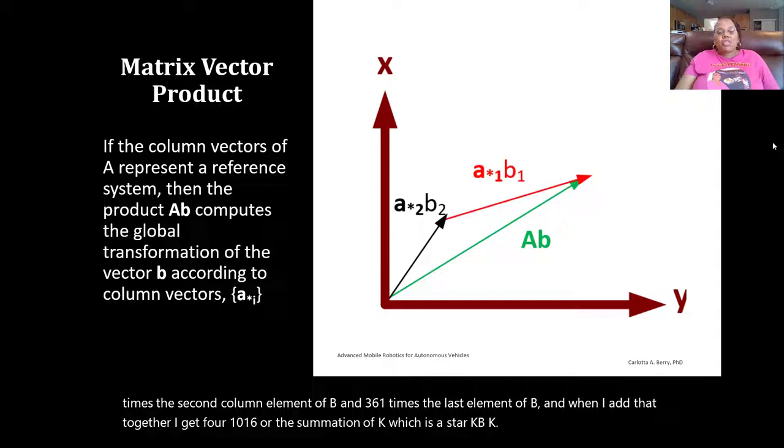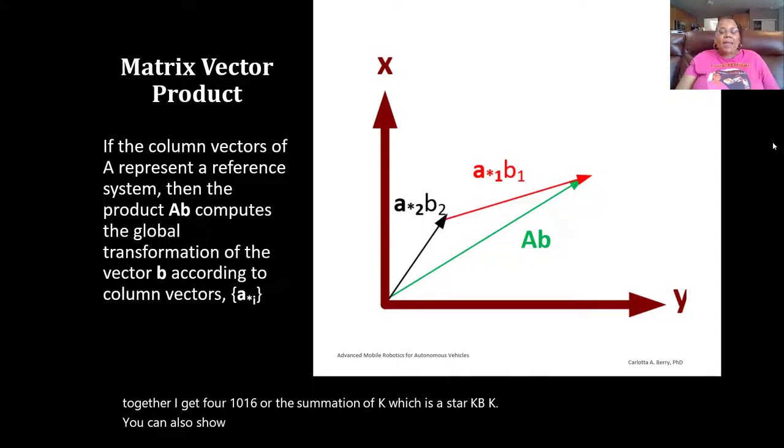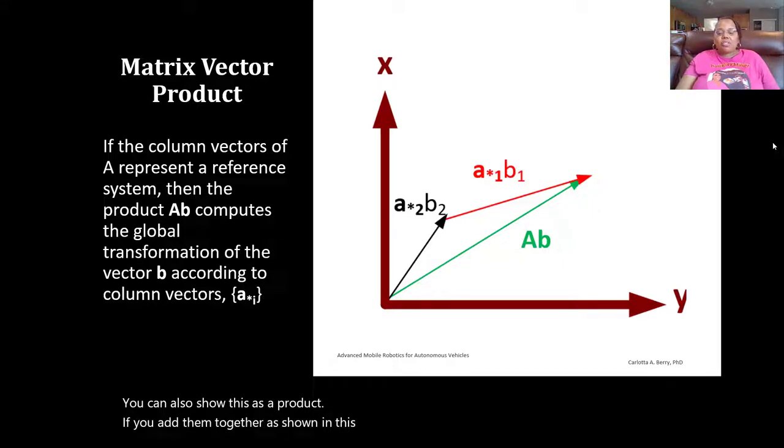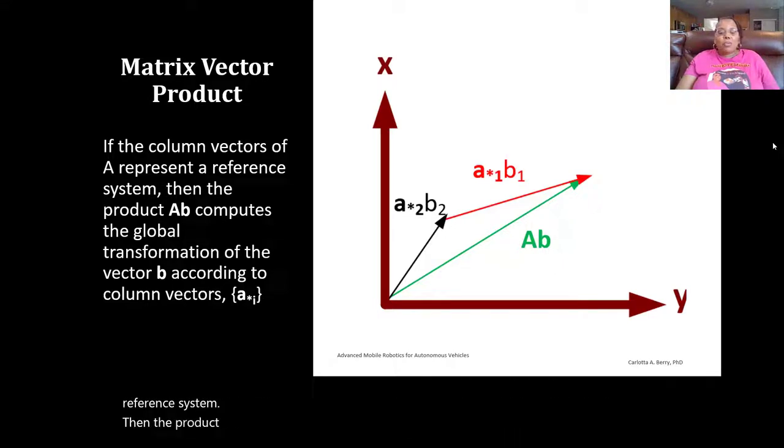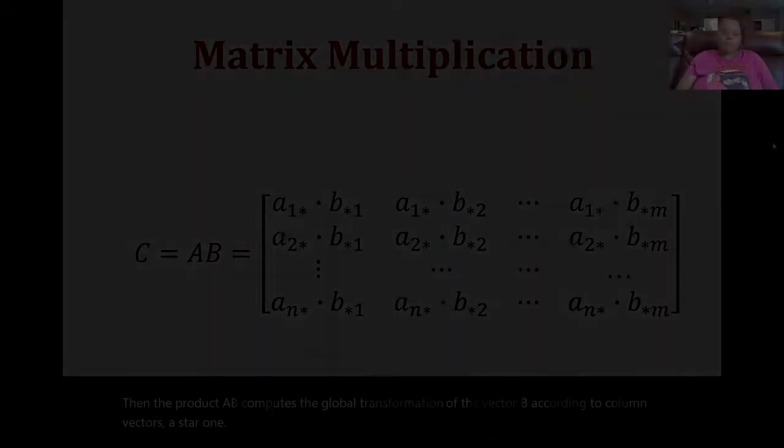You can also show this as a product if you add them together, as shown in this diagram. If the column vectors of A represent a reference system, then the product AB computes the global transformation of the vector B according to column vectors A star 1.